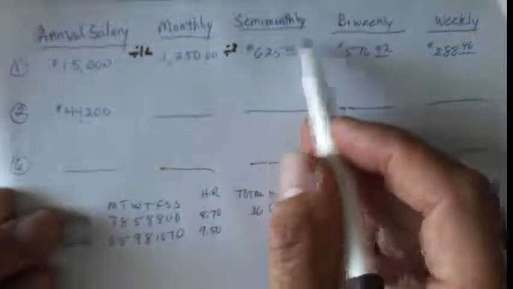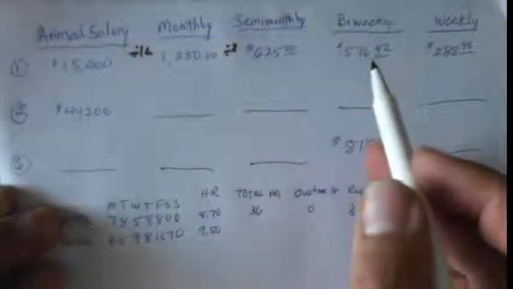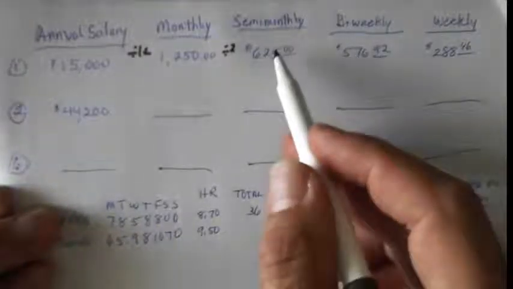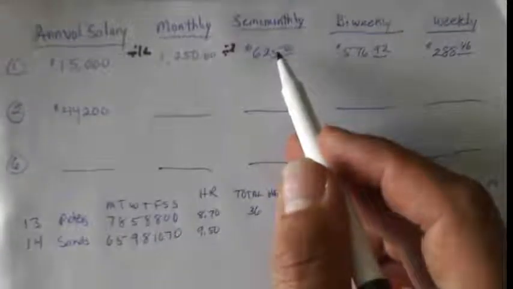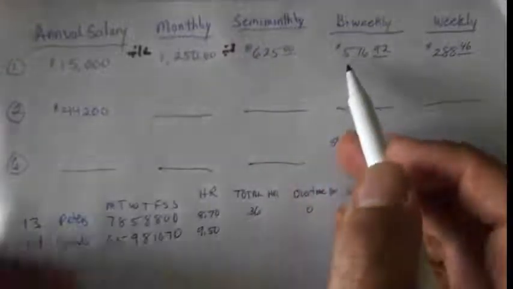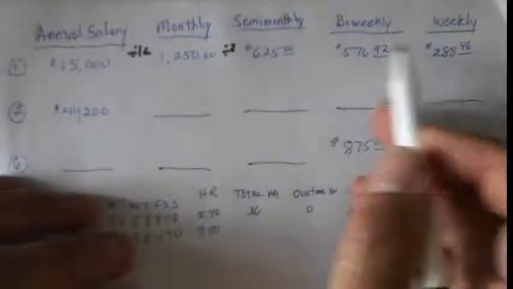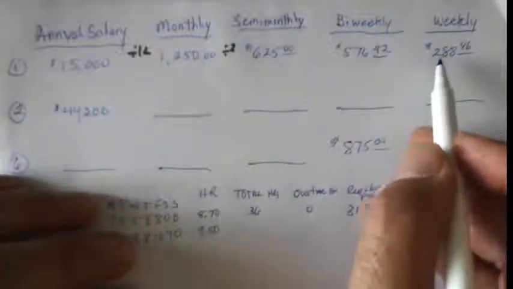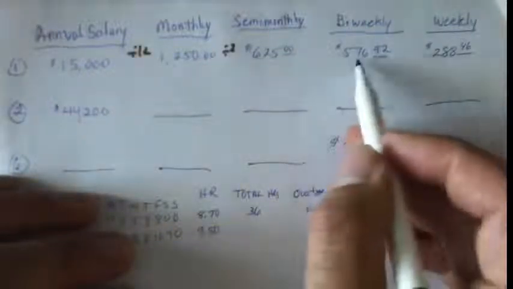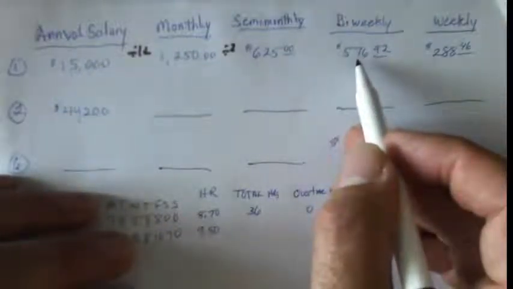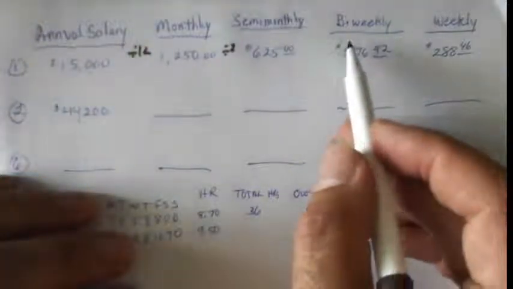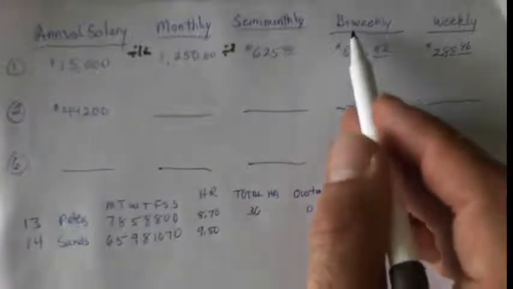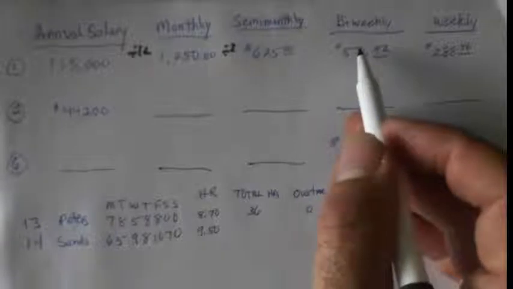Now, you notice that semi-monthly and bi-weekly you would think would be the same, but you have to remember that there are 52 weeks in a year, and a month is more than 4 weeks. So that's why the numbers aren't quite the same. In order to get your weekly salary, you would take your annual salary divided by 52, and then double the weekly to get the bi-weekly. Bi-weekly means every 2 weeks, so it's twice the weekly number.